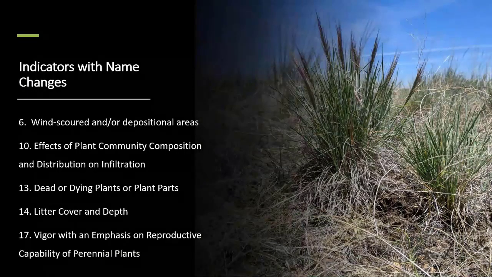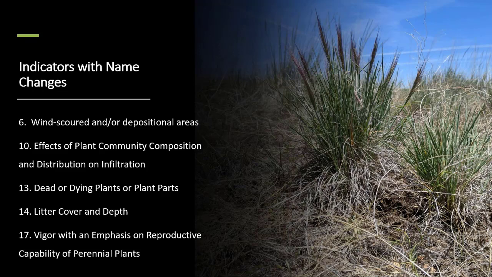So the indicators that have had changes to their names include wind scoured, blowouts, and depositions. The term blowout has been deleted from that indicator name. Number 10, effects of plant community composition and distribution on infiltration, is the new name for indicator number 10 to more specifically describe what is being assessed with that indicator.